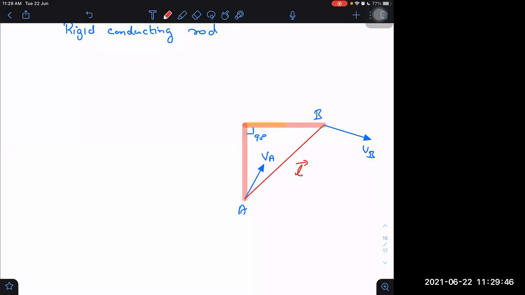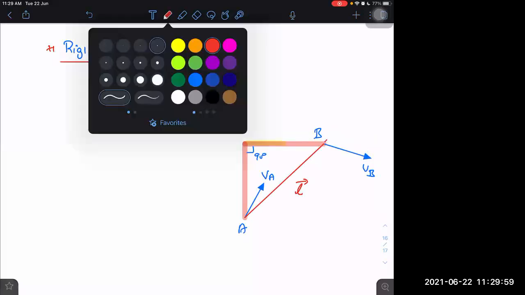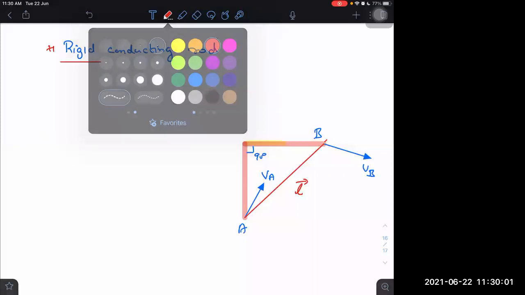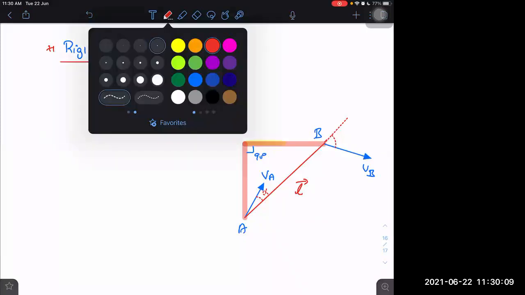But here velocities are different. How to do it now, if velocities are different? Perpendicular components with respect to B. Remember, it is rigid. Rigid is very important here. What does rigid tell us? For rigid bodies, there are constant relations, which go like this: that this angle, let us say alpha, and this angle, let us say beta.